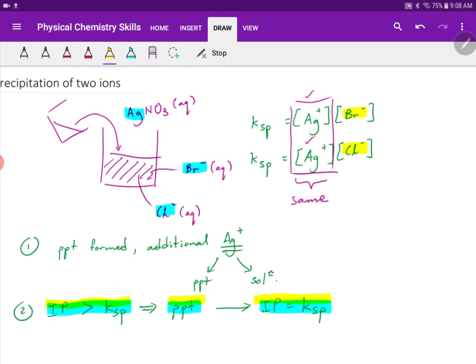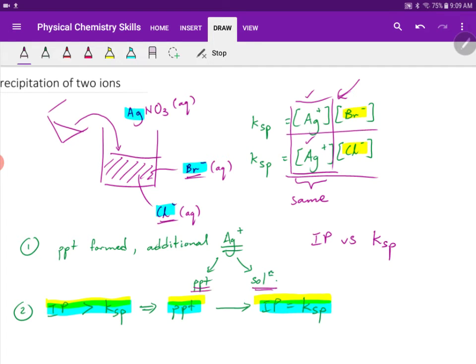In different situations, AgBr might get precipitated first. In some situations, AgCl will get precipitated first. How do we make sense of that? We just need to compare IP versus KSP. Whoever reaches IP equal to KSP first will be precipitated first. This depends ultimately on the concentration of Br minus and Cl minus already in the solution. So of course, the one that requires the least Ag plus will be precipitated first. Then some of them will stay in the solution, some of them will go into PPT.